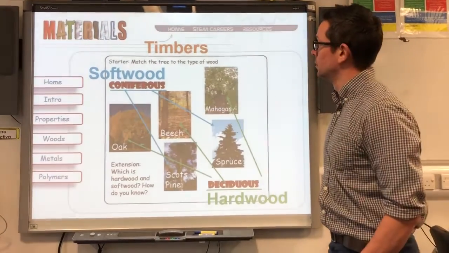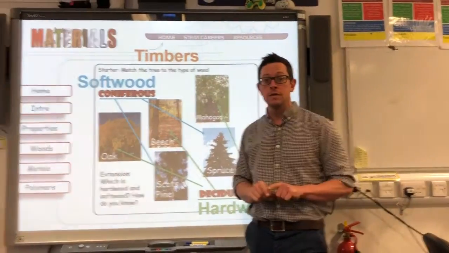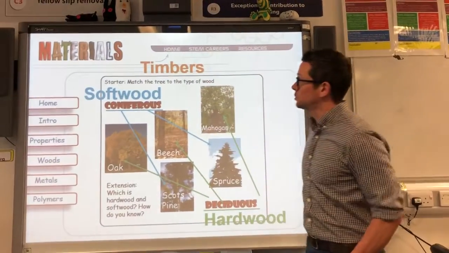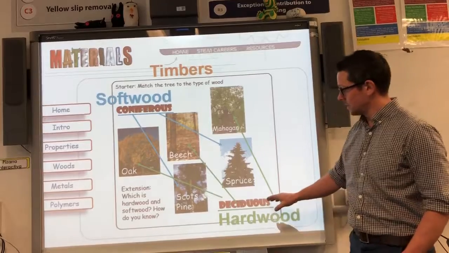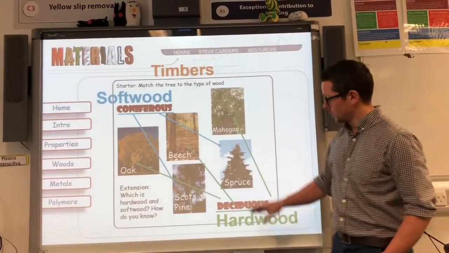So our first material, timbers, okay? You've got the sheets that you need to be able to give examples of all the timbers. This is what you need to be able to talk about. You need to be able to talk about the 2 main groups. So you've got softwoods and hardwoods, okay?